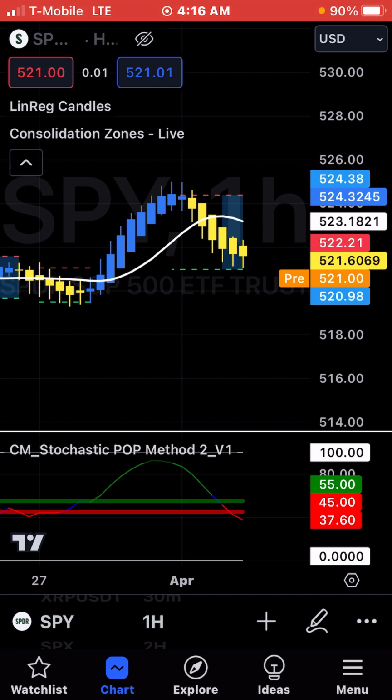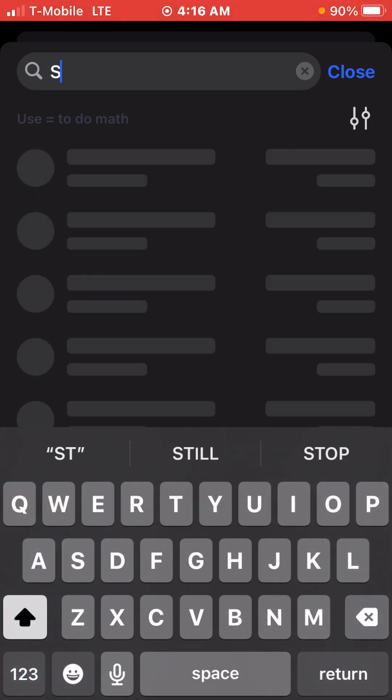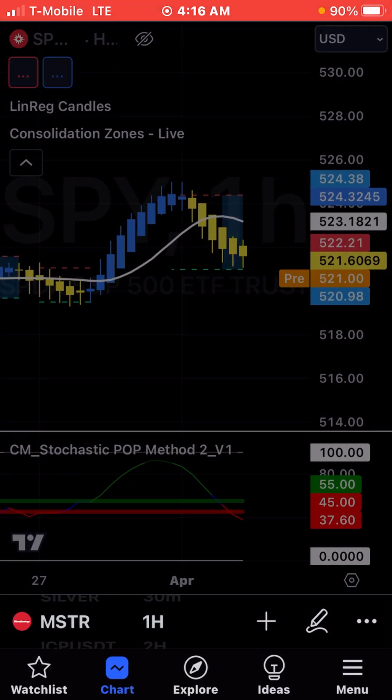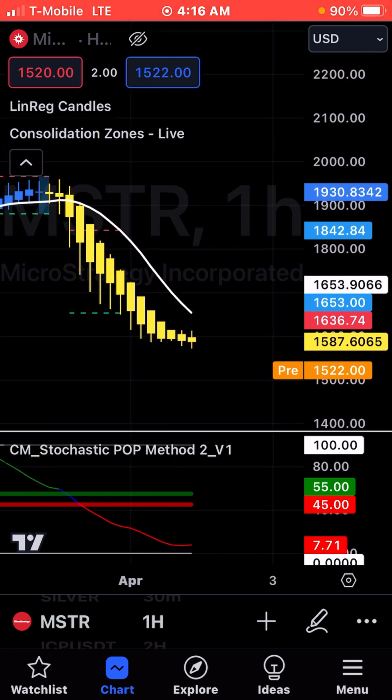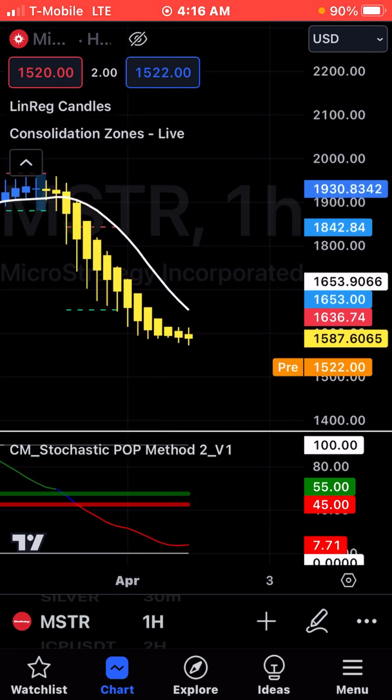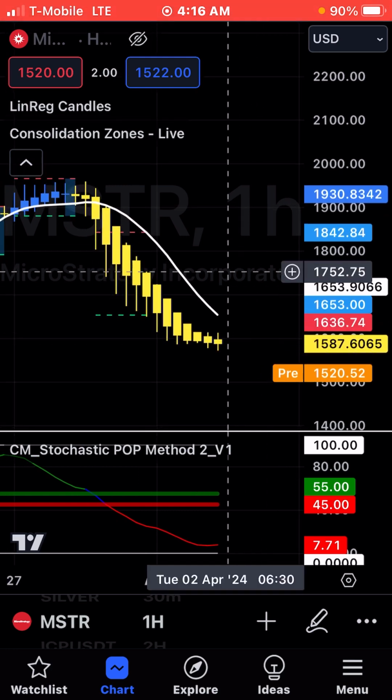So anyway, let's look at some other stocks here. Let's look at MicroStrategy, one of my favorites. With MicroStrategy, the contracts are really expensive, but if you can afford it, you'll end up making a lot. So let's just see if this works for MicroStrategy.